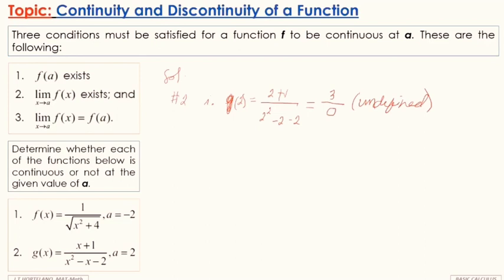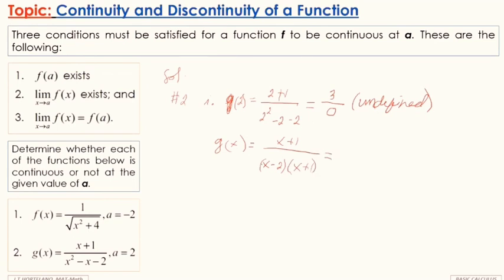Now, you can manipulate this. Let's say, if we factor it, g of x is equal to x plus 1 over the x squared minus x minus 2, which can be expressed in factored form as x minus 2 times x plus 1.